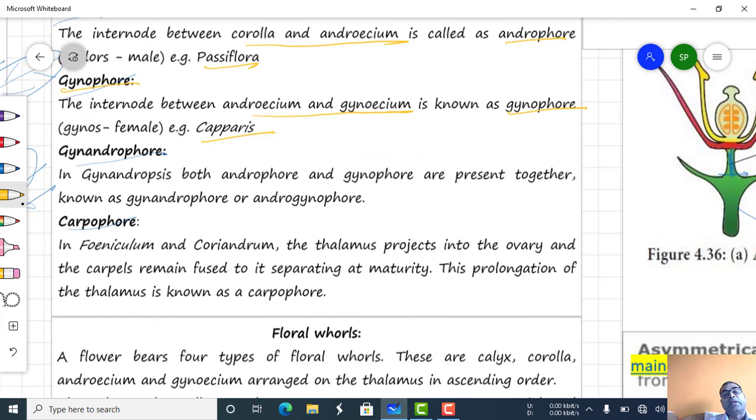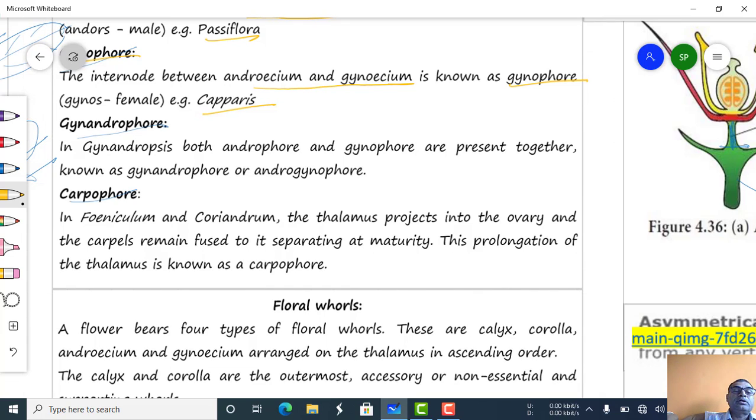Example, Capparis aphylla, and gynandrophore. Gynandropsis pentaphylla is the best example of gynandrophore. In Gynandropsis, if both androphore and gynophore are present together, then the condition is called androgynophore or gynandrophore. One more internode is observed here in the Foeniculum and Coriandrum plants.